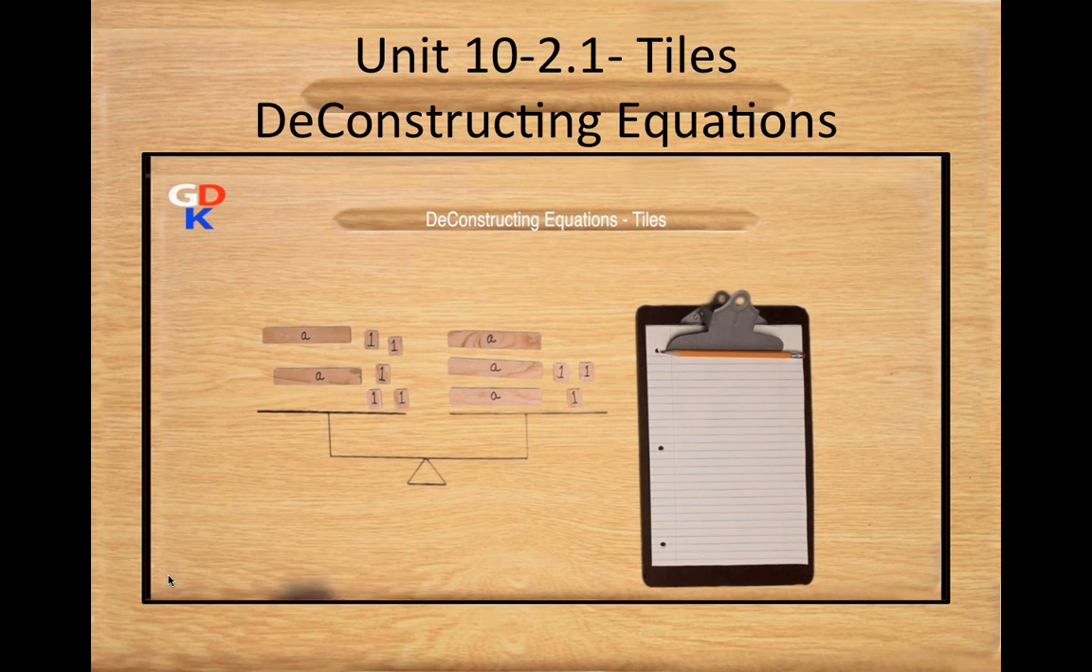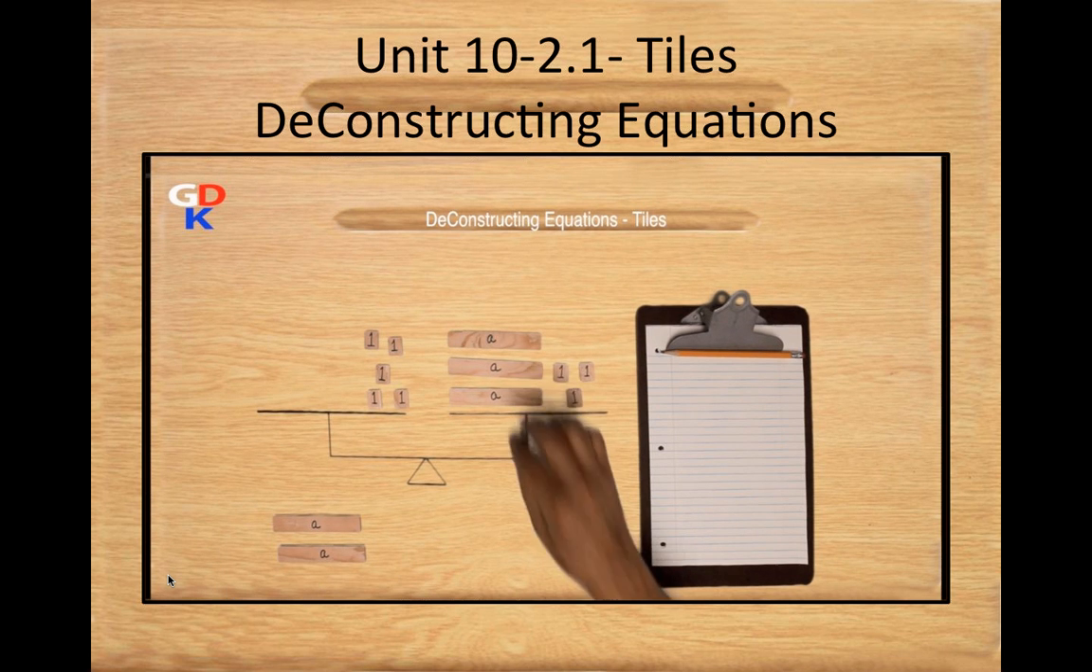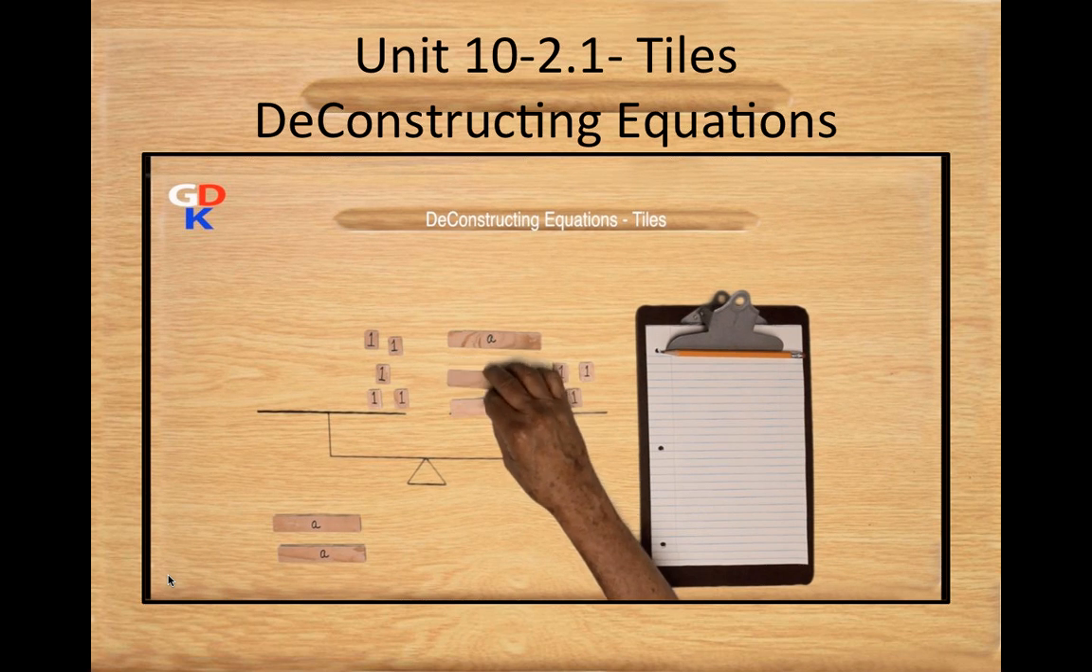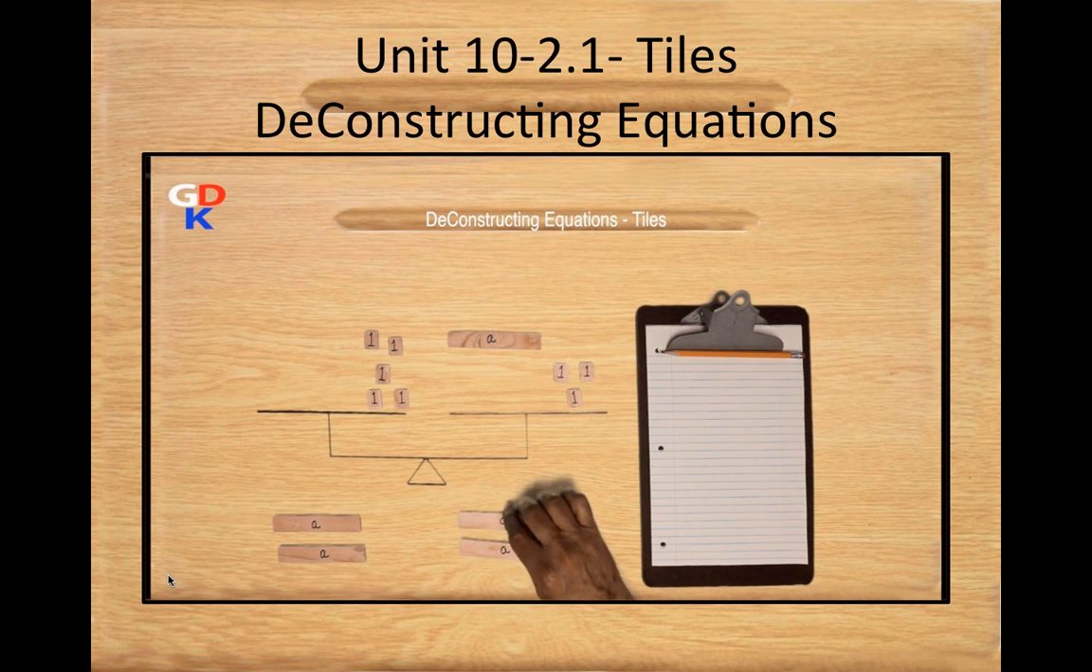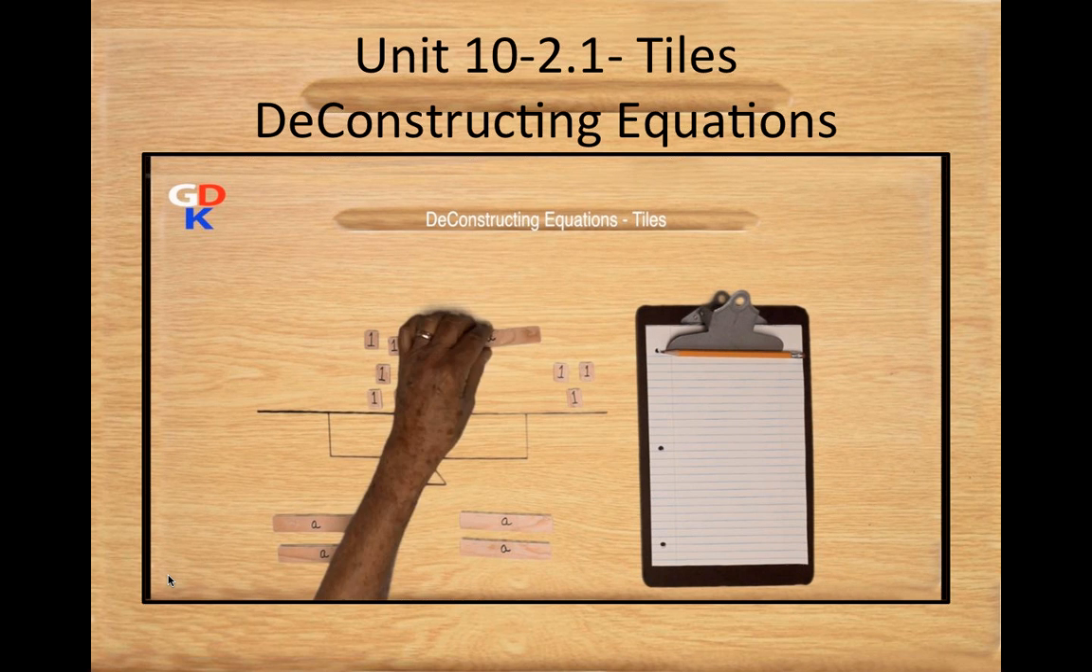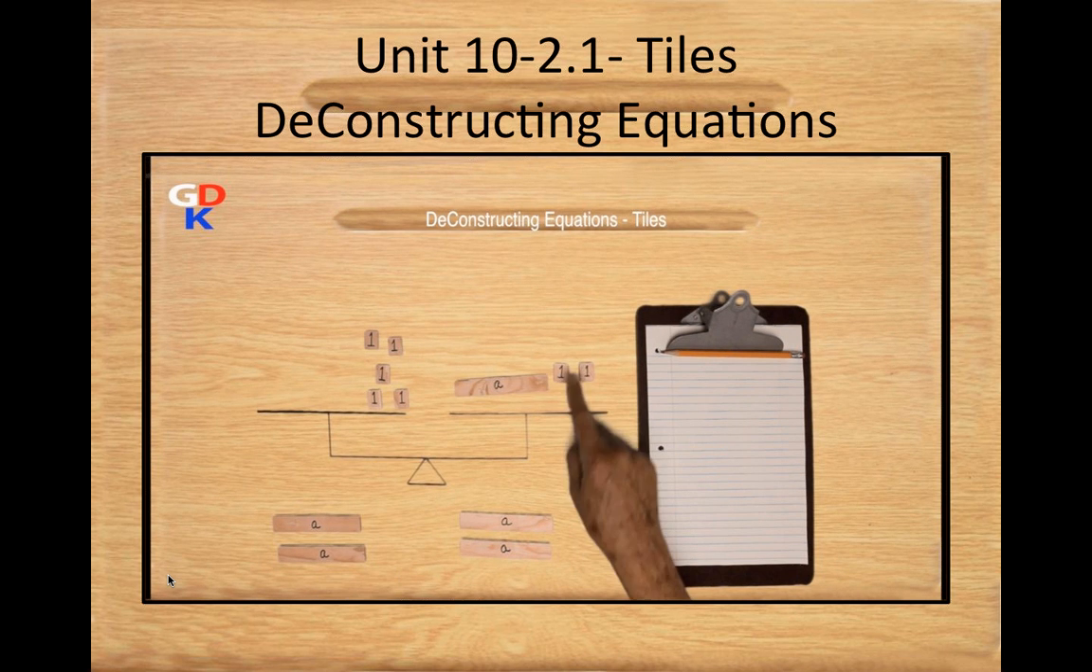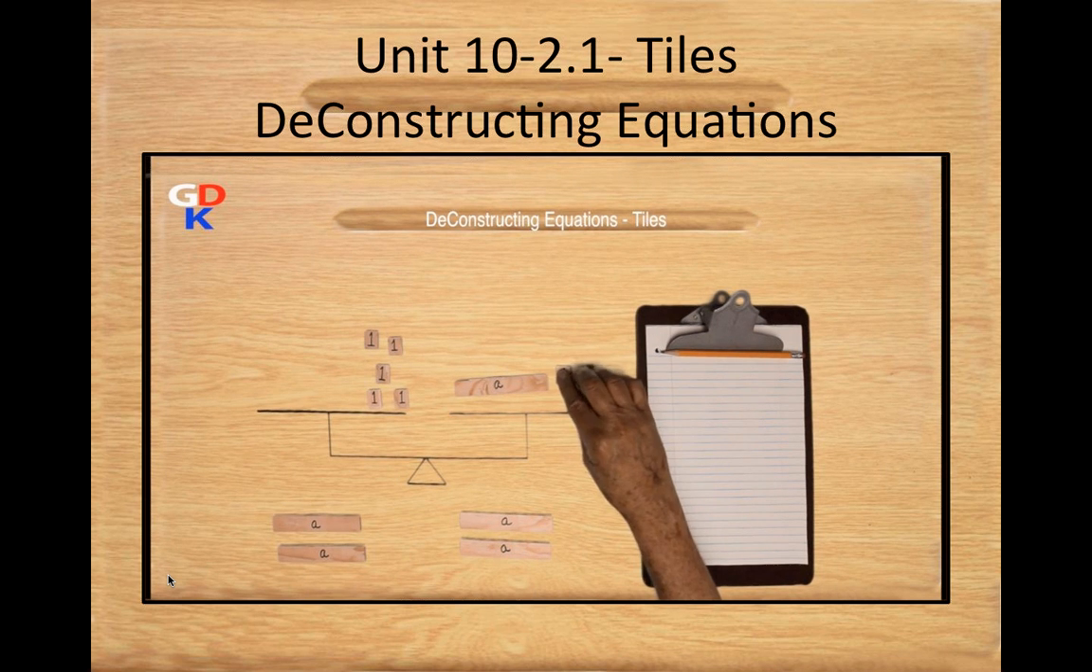So let's take away 2 A's on the left side, but in order to keep the balance, we must take away 2 A's on the right side. So now our balance becomes 5 is balancing A and 3 1's. Remember, our goal is to get A on one side of the balance by itself. Right now we have A and 3 1's balancing 5 1's. So let's take away these 3 1's.